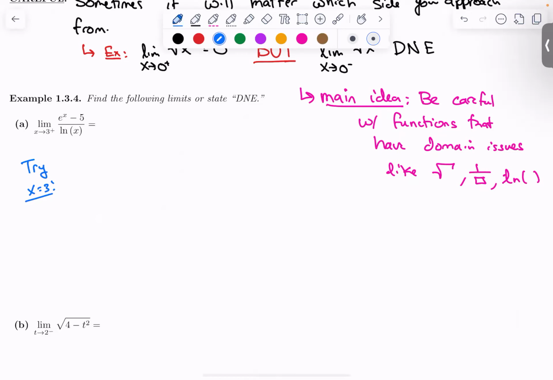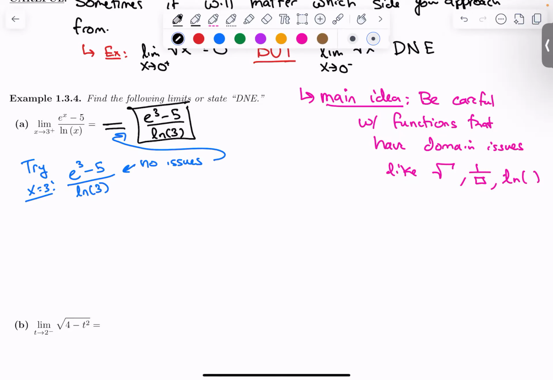And boom, it works. You get e to the 3rd power minus 5 over natural log of 3. No issues. So that's the limit. What is that number? I have no idea off the top of my head. E to the 3rd power would be roughly in the 20s, so maybe 19-ish divided by natural log of 3, which is like 1 point something. So probably like 18, 19.